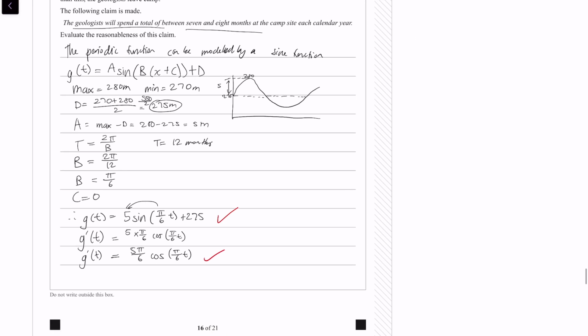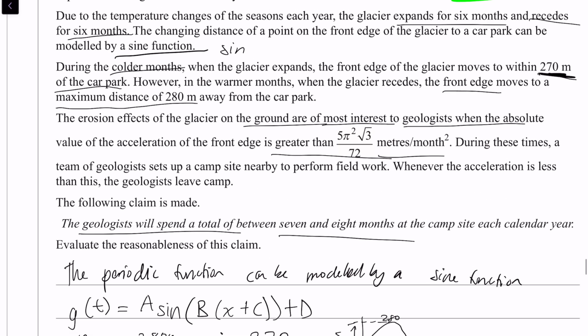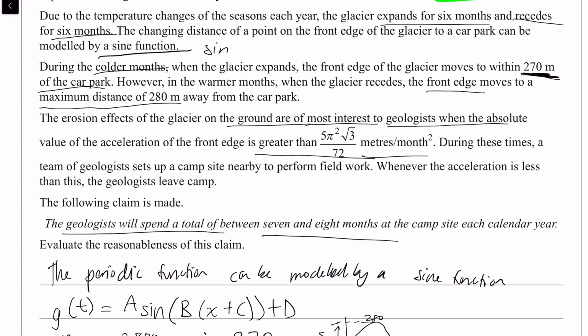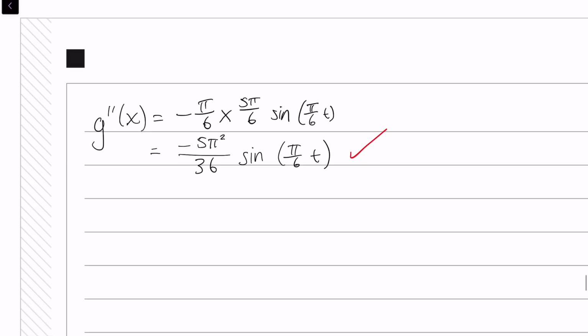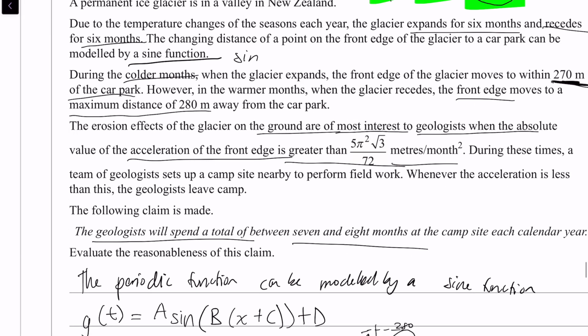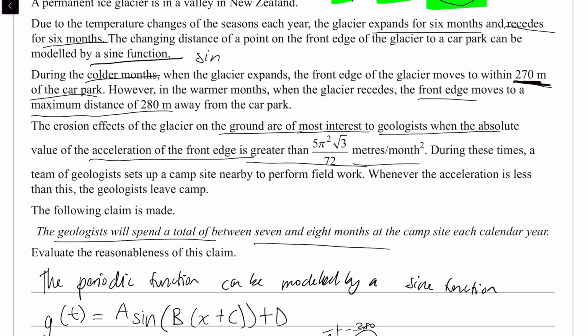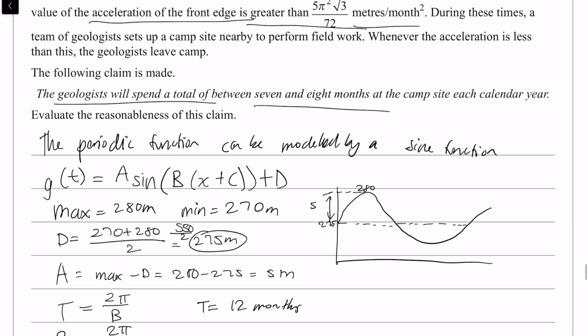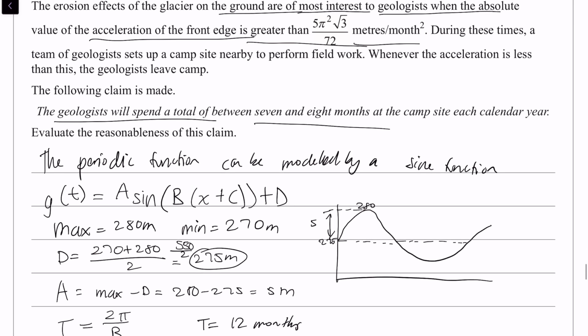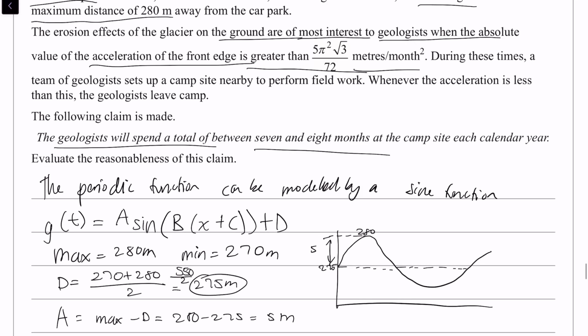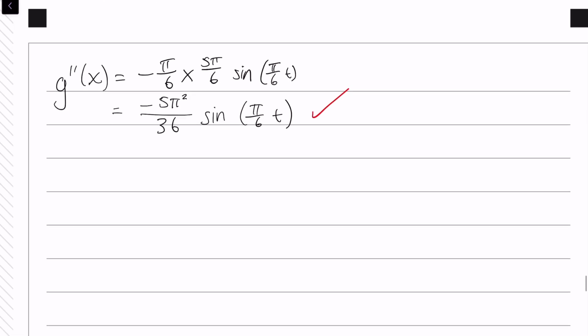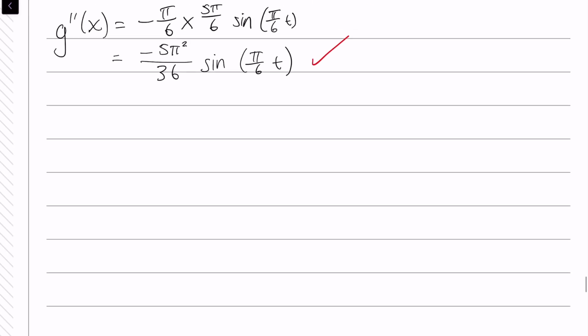And now we've got to look back into what our question is saying. We know that when the acceleration of the front edge, so basically this function, is greater than 5 pi squared times square root of 3 all over 72, so when our function is greater than that acceleration value, then the geologists are going to be there. So we need to solve for t, lowercase t, which is time.